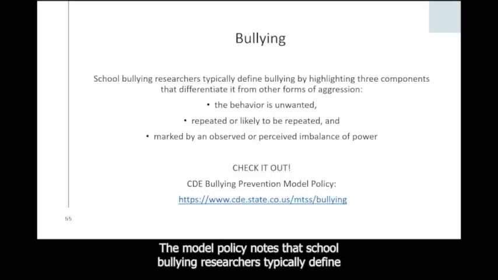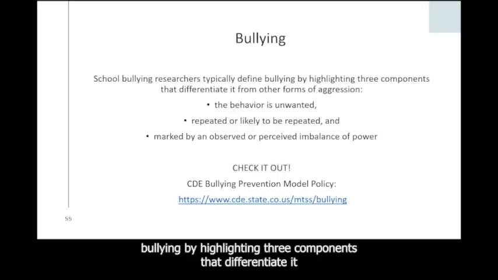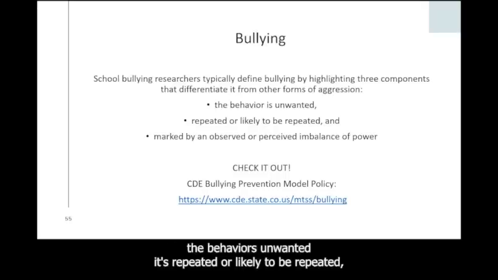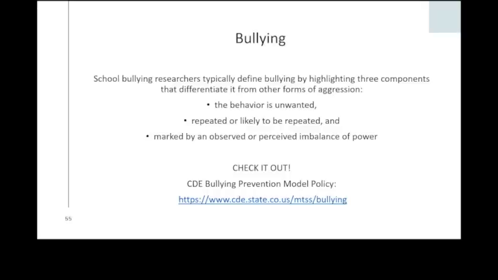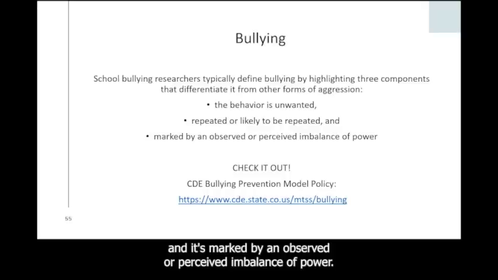The model policy notes that school bullying researchers typically define bullying by highlighting three components that differentiate it from other forms of aggression between students. The behavior is unwanted, it's repeated or likely to be repeated, and it's marked by an observed or perceived imbalance of power.